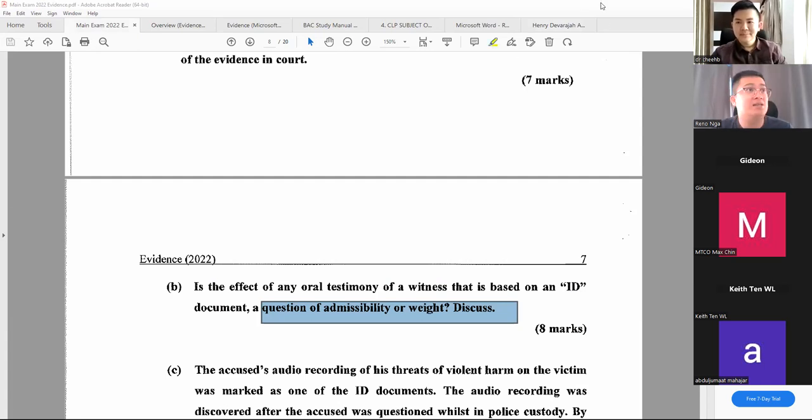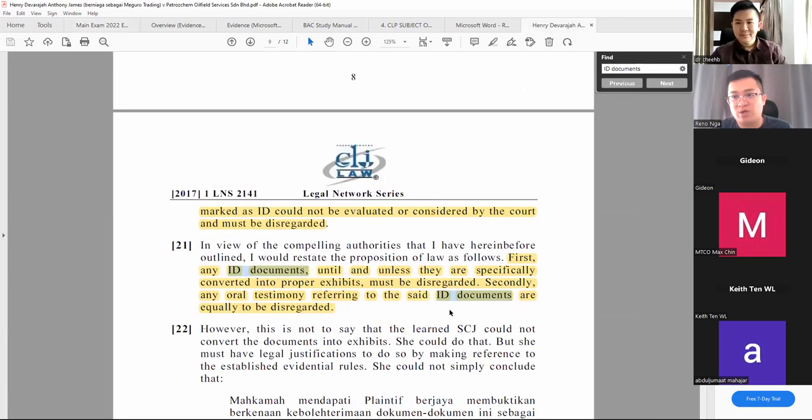But in this case, the court always says, I will disregard. I don't even want to look at it. You don't show me. I don't admit it. So this is about admissibility. They don't even consider it. They don't really take it into account as well. Understand?